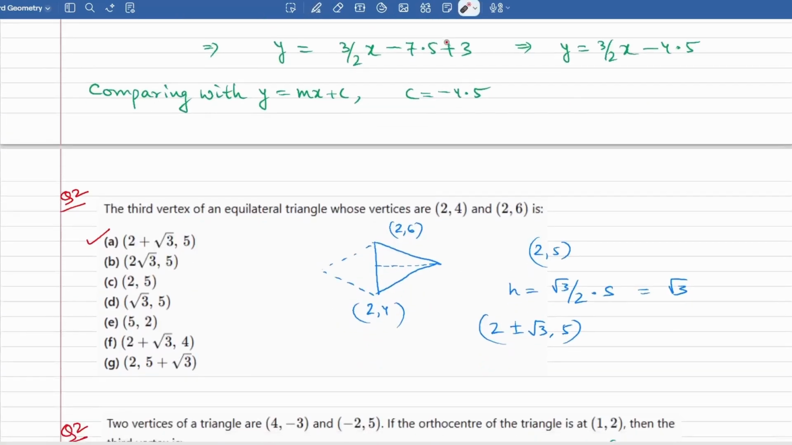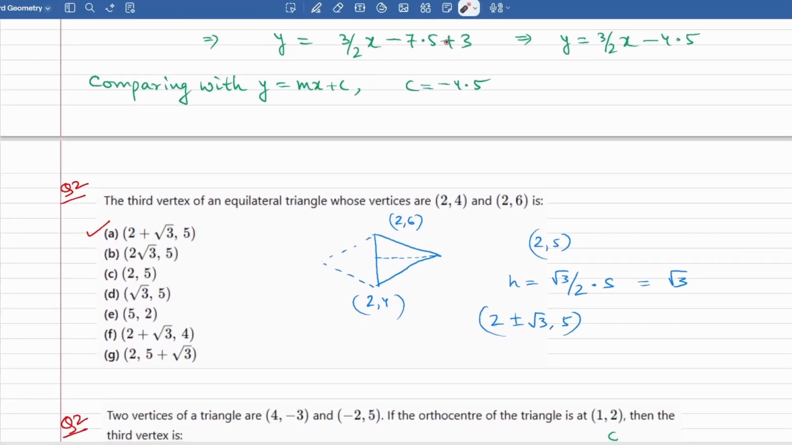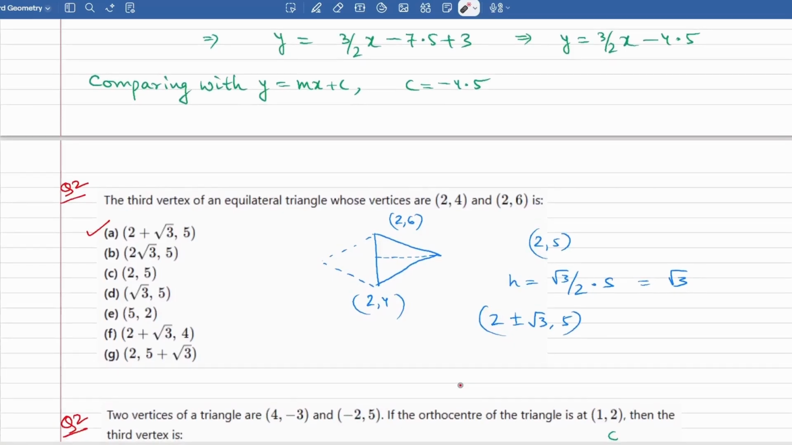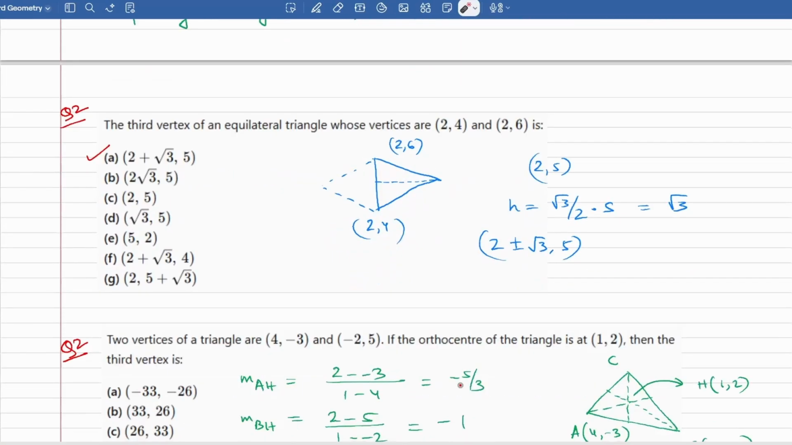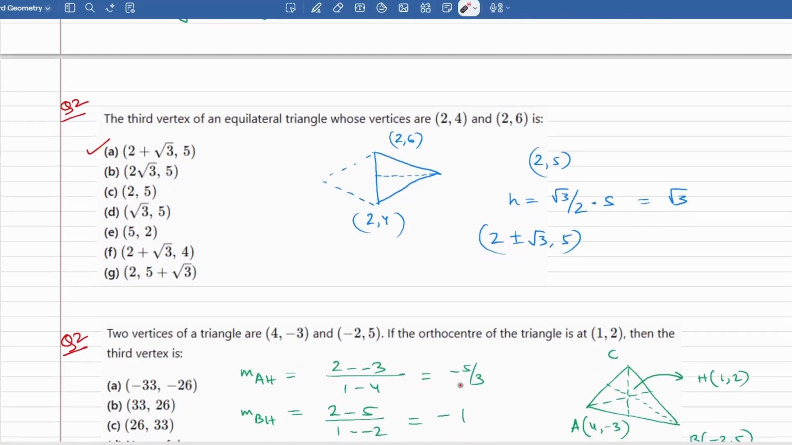Try the next problem. Two vertices of a triangle are (4, -3) and (-2, 5). If the orthocenter of the triangle is at (1, 2), then the third vertex is. Orthocenter is the point where the altitudes of the triangle meet. I hope you have solved this question. First, we are going to calculate the equation of the perpendicular on BC from A passing through H.